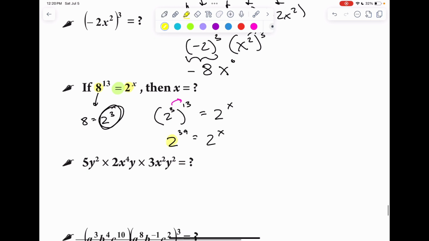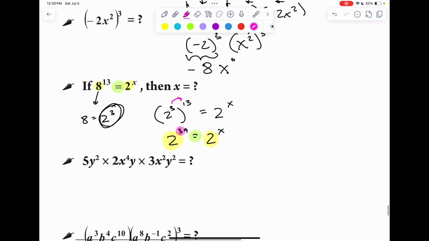Ah, yay, now my bases are the same and they equal each other. So what can we say about the exponents? The exponents are the same. We can say that x equals 39.